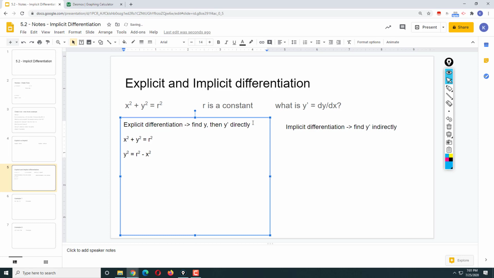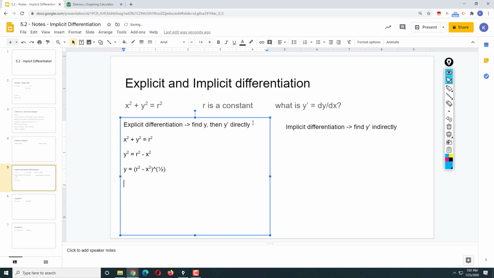Okay. Next, I want to find y by itself, so take the square root of both sides. Remember, square root is just the 1/2 power. So this means exponent. So we know that the square root of r squared minus x squared is the same as r squared minus x squared to the 1/2 power.